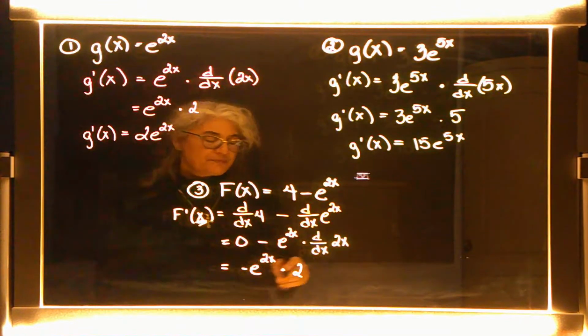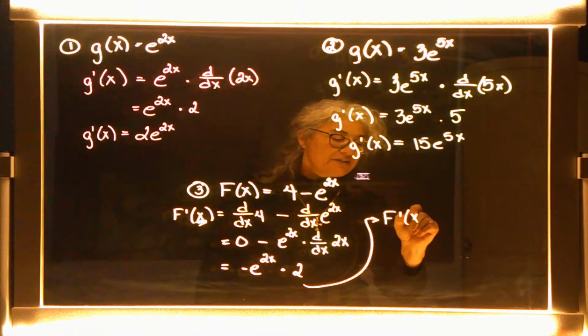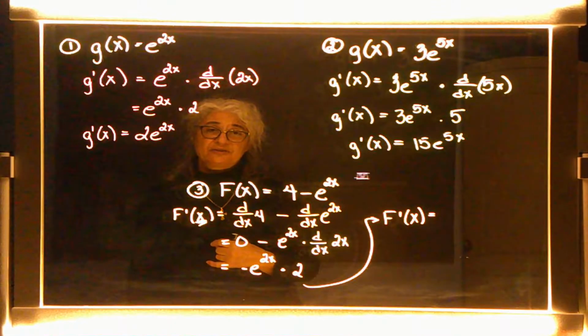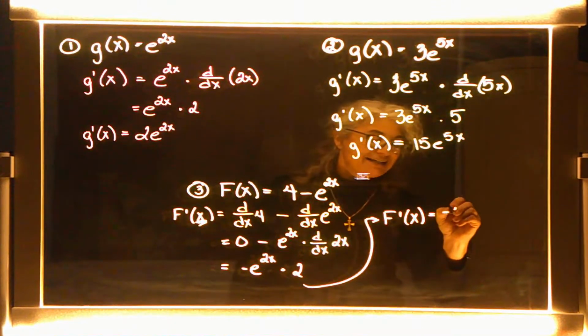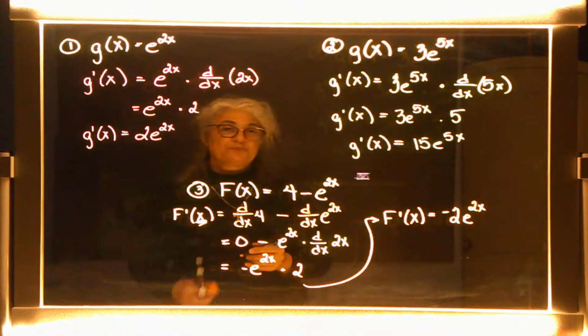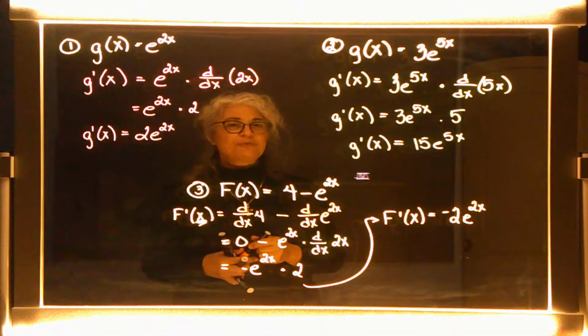Correct? So, for problem number 3, the derivative of this function is going to be what? Tell me what I write when I multiply this together. Good. Negative 2e to the 2x. With me? Okay, stay tuned. Got a couple more examples for us.